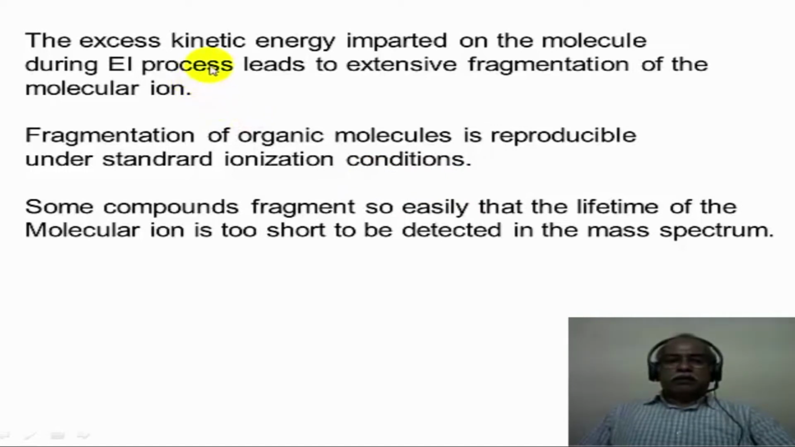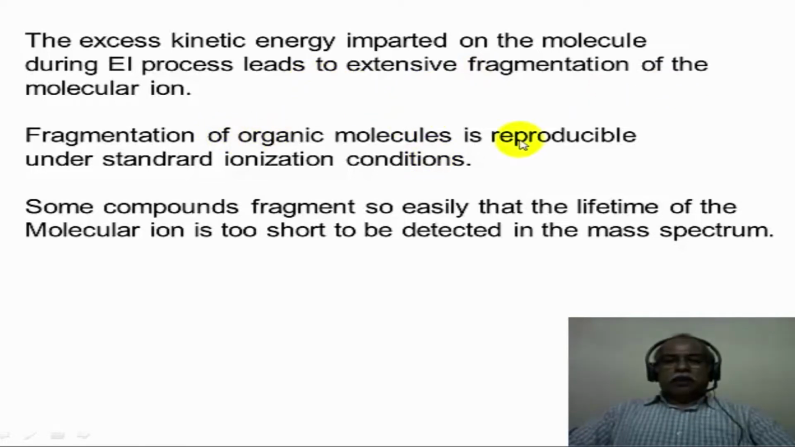Now, during the bombardment of the molecules with the 70 electron volt electron beam, there is a large excess of kinetic energy that is imparted on the molecule. The EI process leads to extensive fragmentation of the ion as a result of the excess kinetic energy given to the molecule. In other words, more than the ionization potential energy is applied. As a result, the excess energy gets the molecule into a higher vibrational state. From the higher vibrational state, of course, they undergo extensive fragmentation by breaking of bonds.